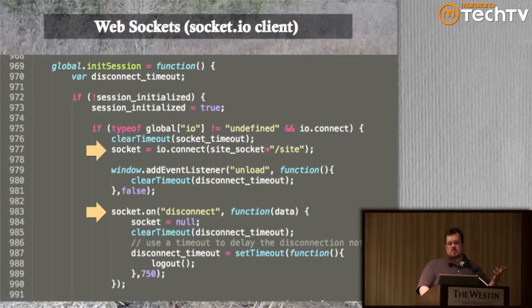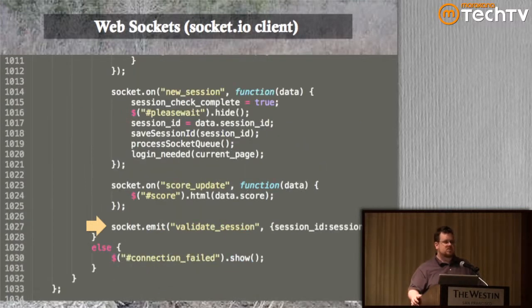We listen for events using socket.on. In this case, I'm listening for the disconnect event. So if I'm somehow disconnected from the server, I want to make sure I listen for that. And then we send events using emit. So socket.on to listen for events, socket.emit to send events. This is a two-way back and forth.